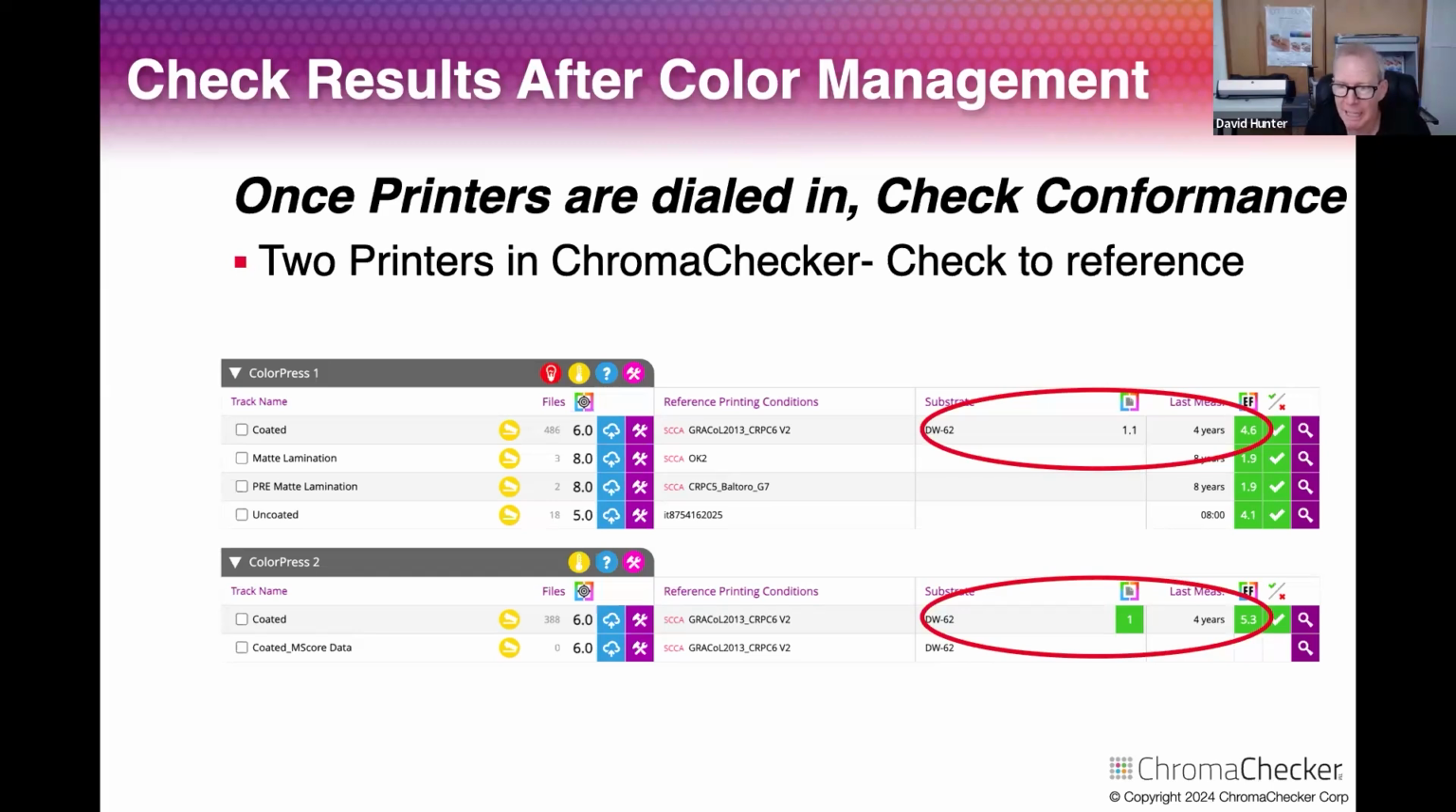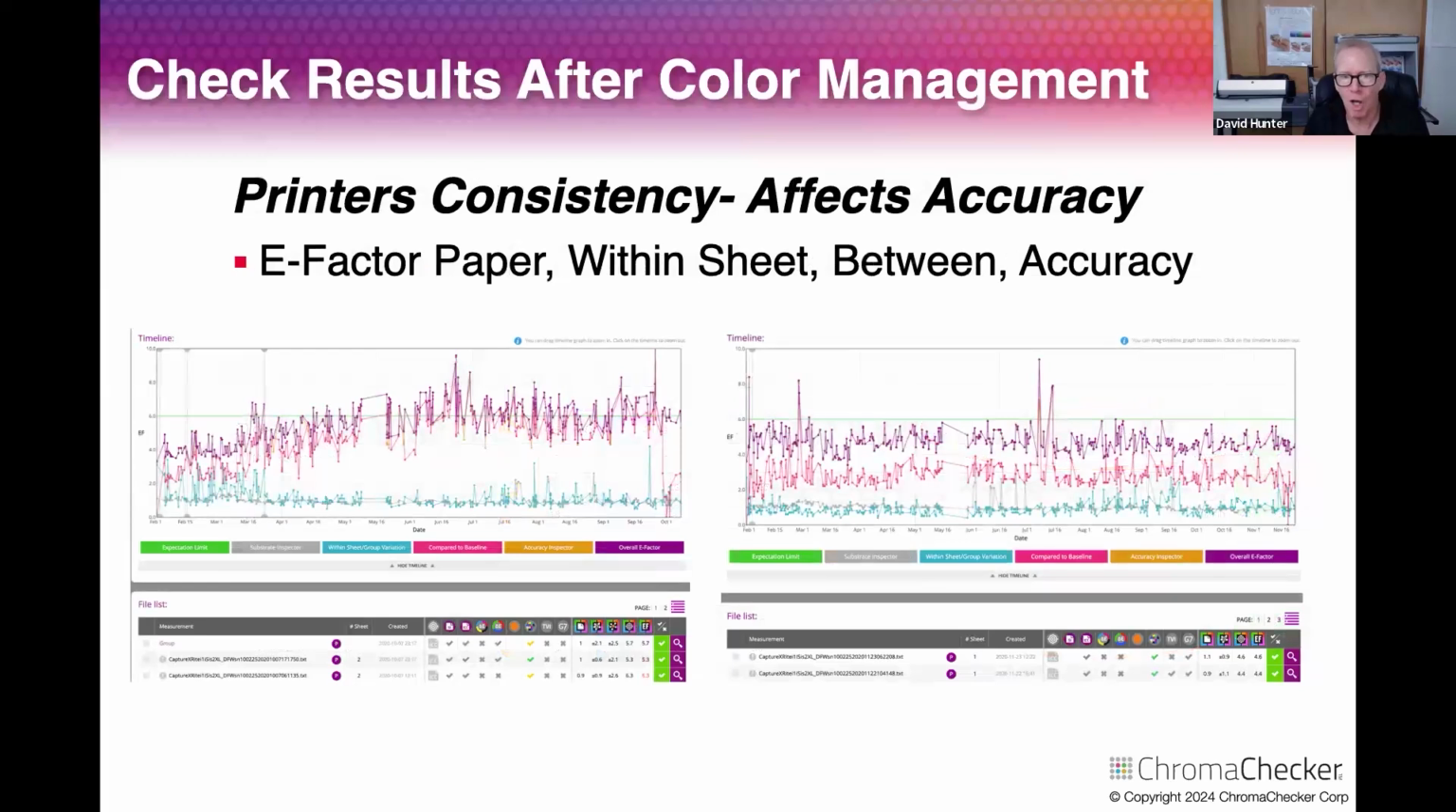We're individually looking at the paper, because paper's that 5th color in 4-color printing, and they're both a 1 and 1.1. So when you import the data into ChromaChecker, you get this information. How close are you to the reference? Fantastic. That's important.